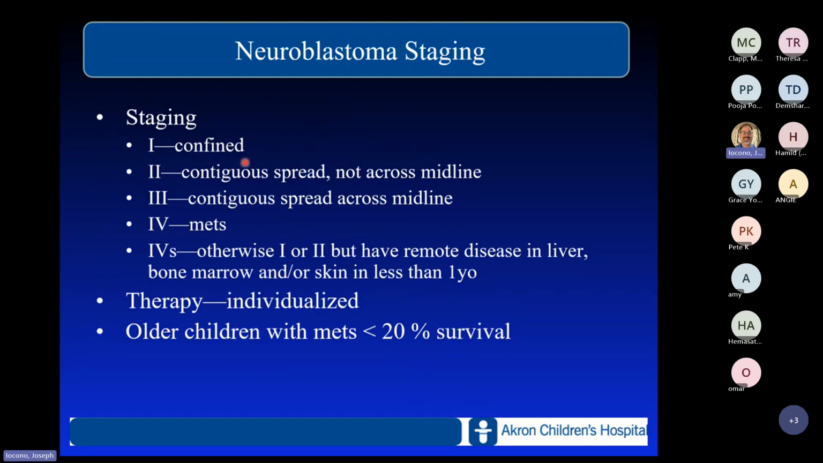Staging: stage 1 is confined to the organ of origin, stage 2 doesn't spread across the midline. So if you're in the adrenal gland, you spread to the kidney. If you're in the adrenal gland and spread across the midline, that's the next stage, then distal mets. 4S is a special subset of neuroblastoma in infants, where it's skin and bone marrow, less than a year of age. A lot of times with these kids, it's really weird. This will sometimes burn out on its own without chemo, and they'll just survive.